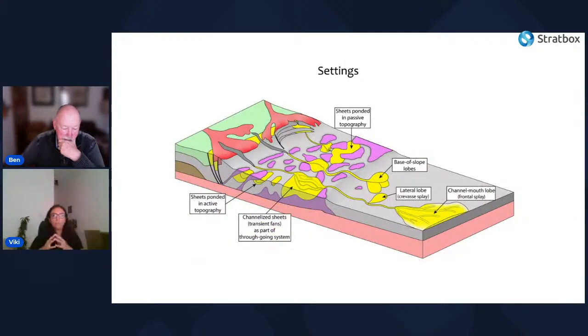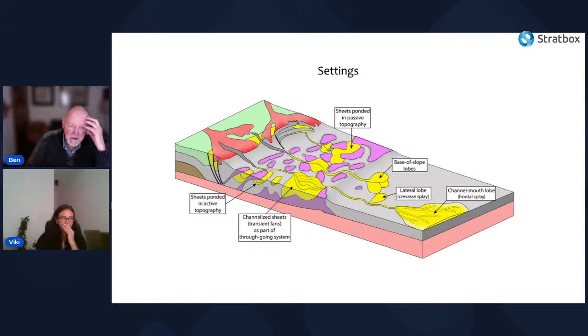Now, sheets can occur in a range of settings, often associated with some kind of topographic confinement, and frequently on structured slopes, like this cartoon of a salt-dominated slope, and you see confined settings here. And the topography can be either dynamic, as would be the case with mobile salt, or static, where you've got non-mobile substrate.